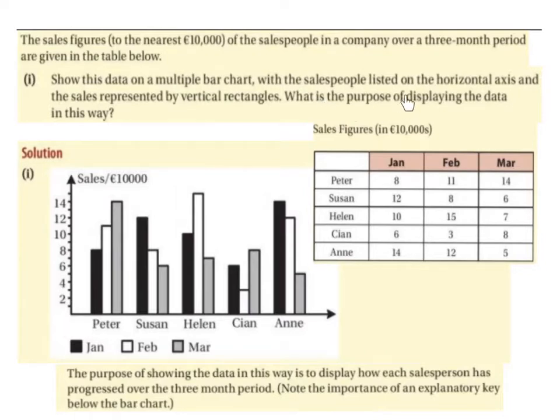So what is the purpose of displaying the data in this way? The purpose of showing the data in this way is to display how each salesperson has progressed over the 3-month period. So note the importance of an explanatory key below the bar chart. So this is very important, otherwise you wouldn't know which bar represents which month. So we can clearly see that Peter has progressed over the 3-month period. His sales figures are going up, whereas Susan and Anne's sales figures are going down.